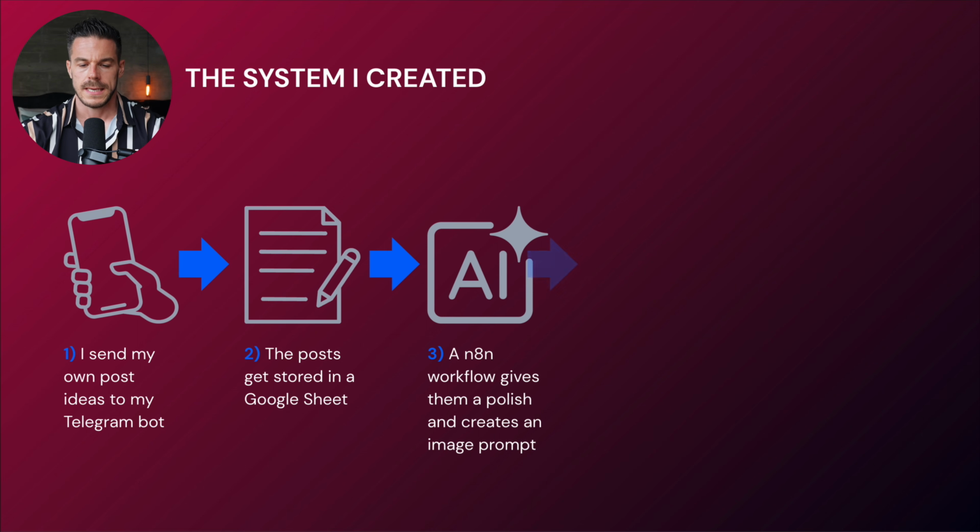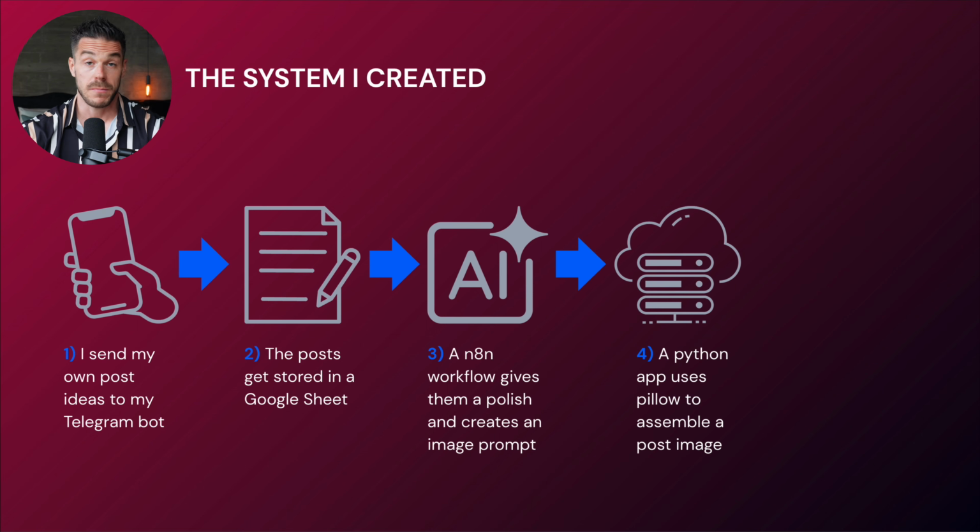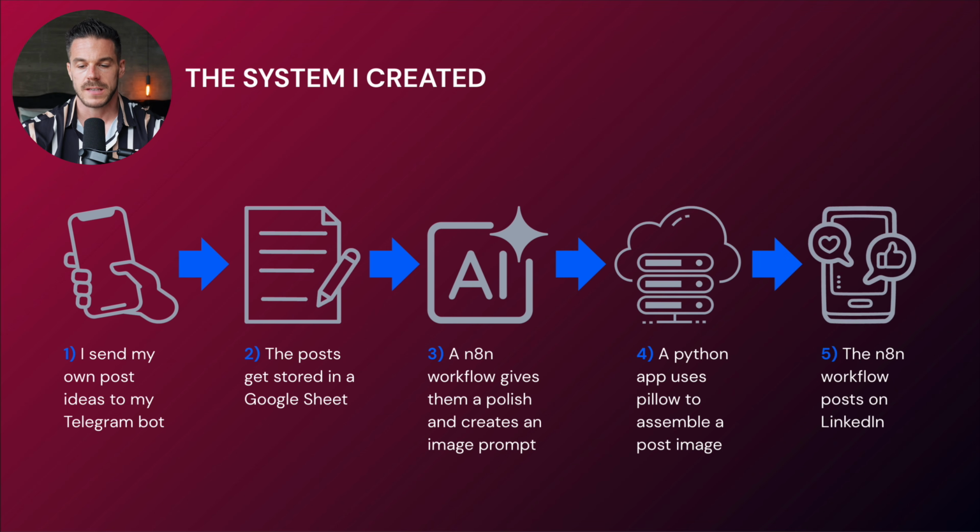Then in step number 4, a Python app, a Flask app, uses Pillow to assemble a post image. And this is what you already learned with the first project, the yacht configuration. So we use actually pretty much of what we already applied for the yacht calculator also for that workflow. And then in the last step, the n8n workflow posts the new post on LinkedIn, on my personal LinkedIn page, but also on my LinkedIn business page of my company, Limitless AI Solutions.